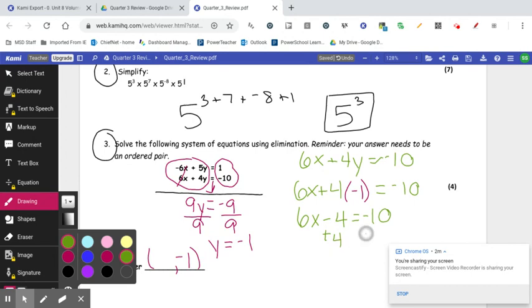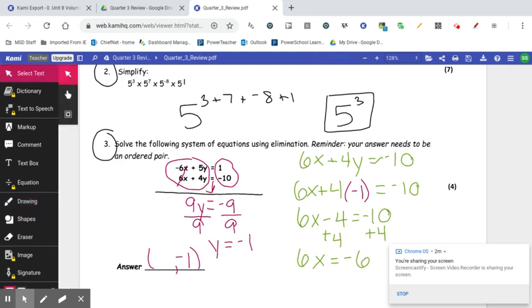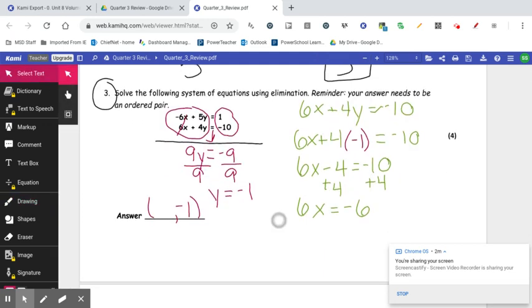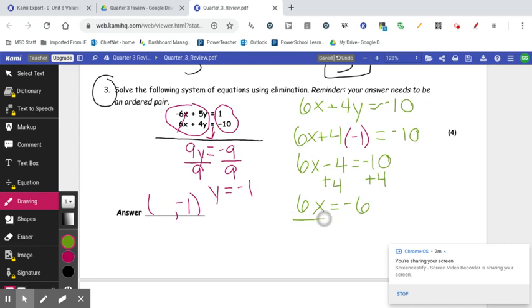Add 4 to both sides. We get 6x equals negative 6. We keep going. We divide by 6 on both sides, and we get x is equal to negative 1. So our answer is negative 1 comma negative 1.